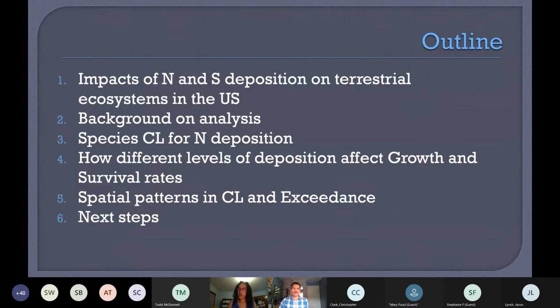Okay, so I'm going to first show you some of the detrimental effects of nitrogen and sulfur deposition on trees, and then give you some background about the analysis that we did and the critical loads for nitrogen and sulfur deposition, and then show you an overview of the critical loads that protect tree growth and survival, and then talk about the range of critical loads that we observed at the species level, and finally take a look at what this looks like spatially across the country. And then Justin's going to go in more depth from there.